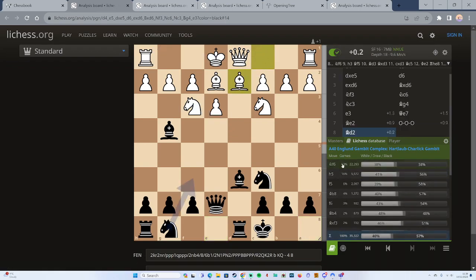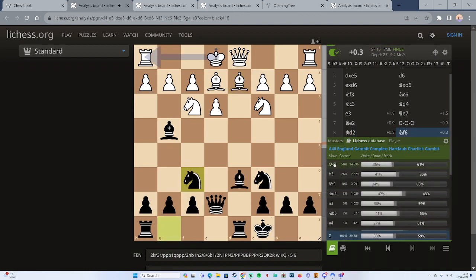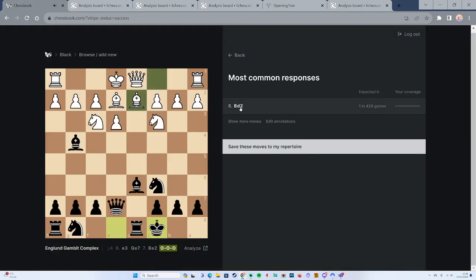So let's say if bishop to D2, it's saying knight to F6 is the move. And then even according to the computer, we've got an even game, despite being a pawn down. Has to be good. I think we stick with the best move here. So let's add that to the repertoire. So bishop to d2, knight to f6.